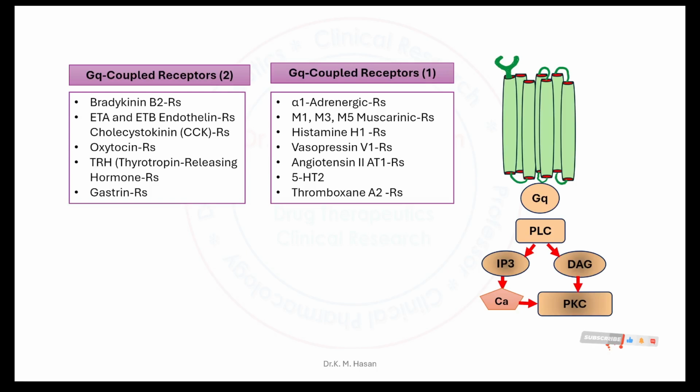This slide presents the Gq protein. The Gq protein binds to the receptor. Here we are going to ask a question: name the receptors that work on Gq. So we have a list of receptors: bradykinin receptor, endothelin receptor, cholecystokinin, oxytocin, thyrotropin releasing hormone, gastrin receptor, alpha 1 adrenergic receptor, muscarinic receptors 1, 3, 5, histamine 1 receptor, V1 vasopressin receptor, angiotensin 2 receptor, serotonin 2 receptor, and thromboxane A2 receptor.